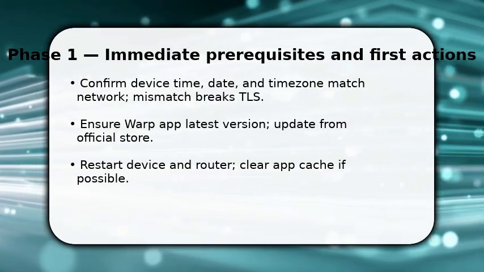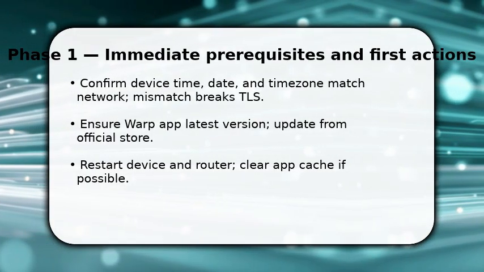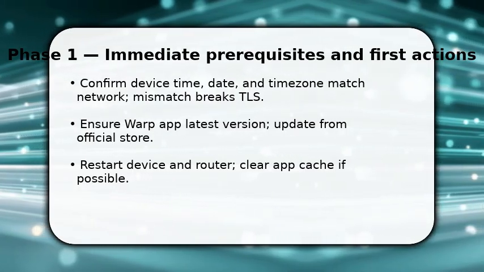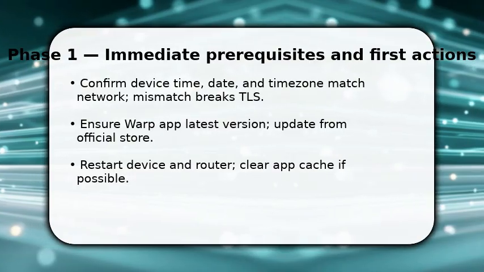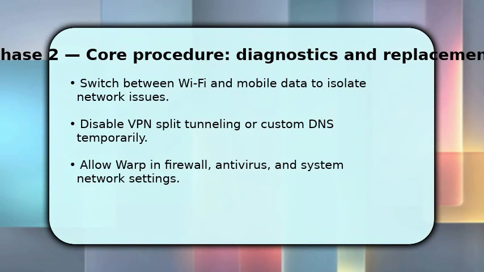Once done, restart your device and your router to clear transient network issues and clear the app cache. These steps remove most simple causes so you can move on to deeper checks without wasting time on things that already fix it. You now isolate whether the problem is your network or the app.